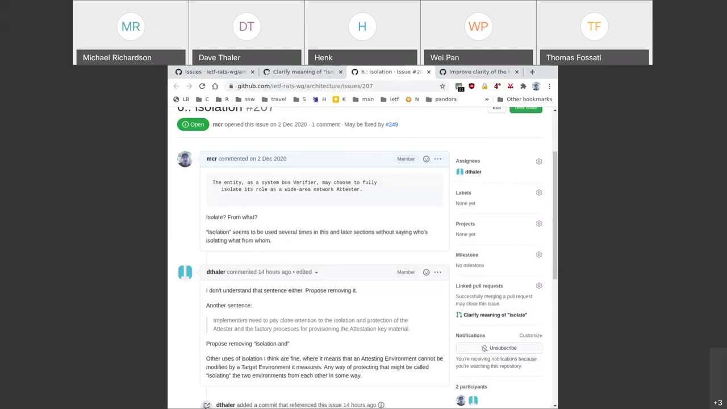The verifier has two parsers. Well, when I say parser, it parses evidence and it formats attestation results, right? And so maybe you can't reuse code between a parser and a formatter. The relying party has two parsers, right? It has the attestation results and the protocol.